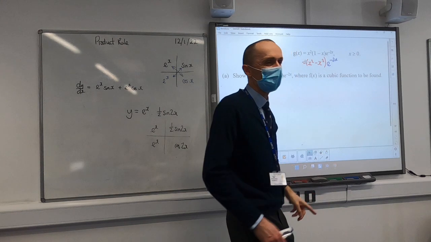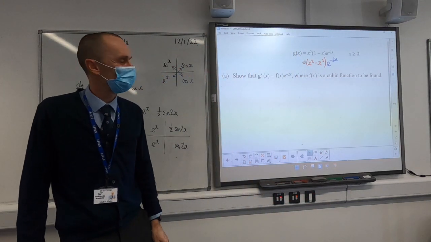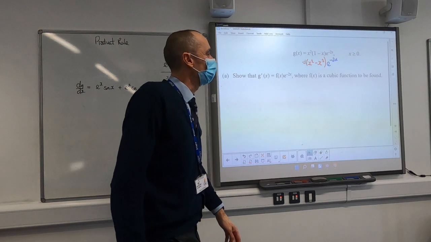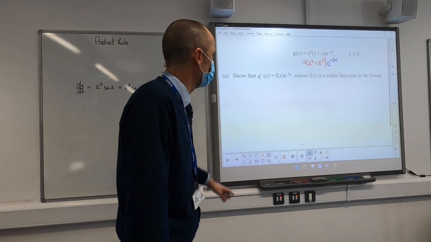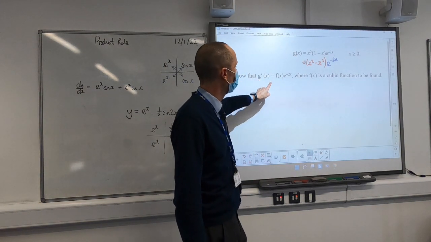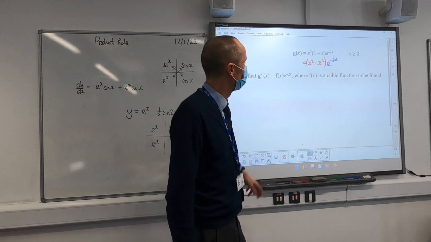And I can differentiate that. I don't need any special rule for that. That's, you know, year one, that's 2x minus 3x squared. So go on, have a go at that one. The only tricky thing I think about this question is the way they want the answer written. So they want you to differentiate, but they want you to write it in this form where f of x is a cubic. Have a go.